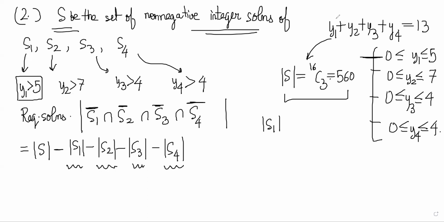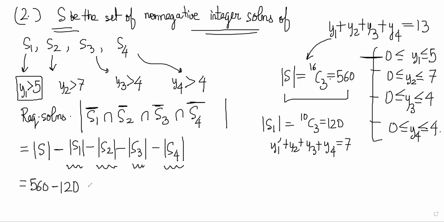So look at this equation and put y1 equal to 6 there, right? It starts from 6. So change the variable slightly. The variable becomes y1 dash plus y2 plus y3 plus y4, right? And you have already put 6 here. So this becomes 7. And the number of solutions will be 10C3 here by stars and bars method. 10C3 value is 120. So that is your S1. So you start with 560 minus 120.